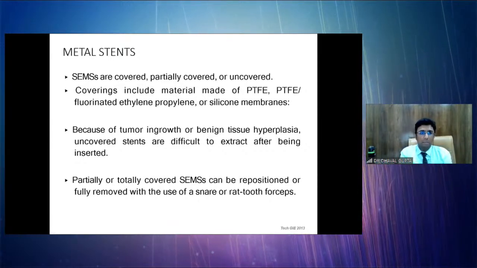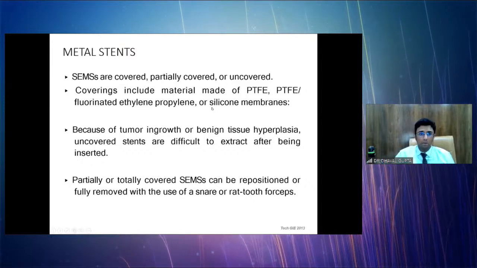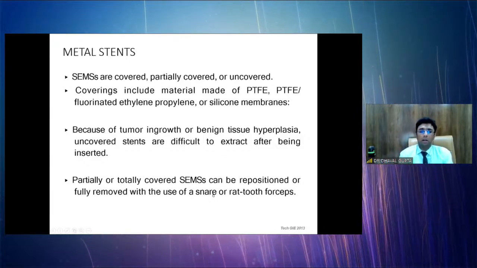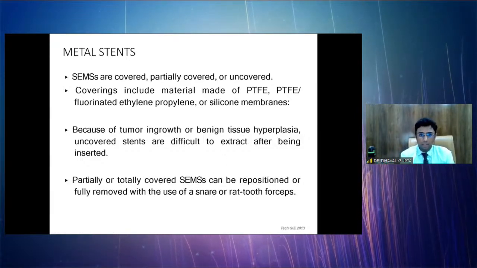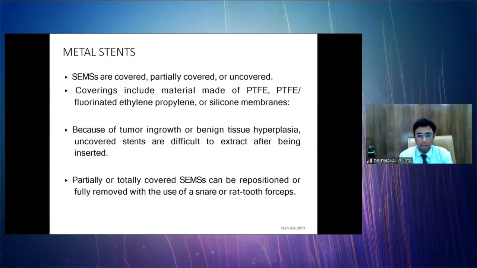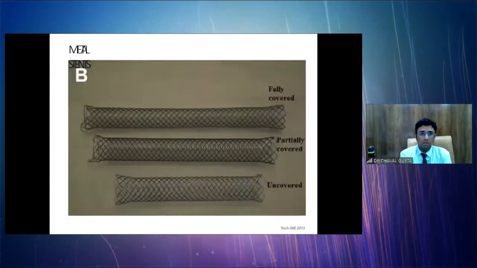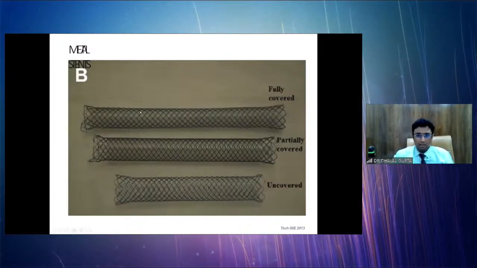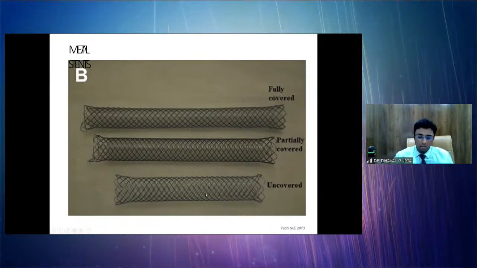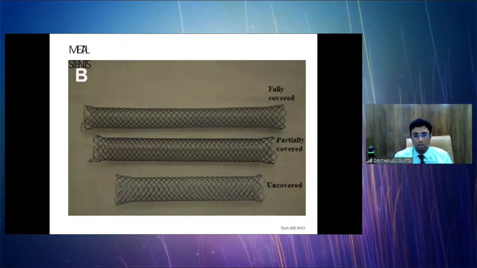SEMS can be covered, partially covered or uncovered. Covering material can be PTFE or other fluorinated ethylene polypropylene, or silicone membranes. In uncovered stents, there is the risk of tumor ingrowth, but overall there is less chance of stent migration, while in covered stents, there is the risk of stent migration. These are the stents shown as a fully covered stent, partially covered stent, and uncovered stent. In advanced non-resectable distal biliary obstruction, mainly we use uncovered SEMS.